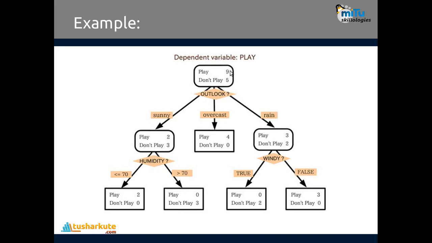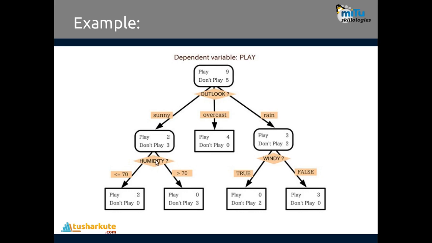Total 14 samples are present here. Out of 14, 9 are play and 5 are don't play. So first I applied outlook. Sunny is having 5, overcast is having 4, and rainy is having 5. Okay. In overcast, all are play. So when the outlook is overcast, then you are always playing. But when sunny is there, 2 plus 3 is present. When rainy is there, again 3 plus 2 is present. So it is a 60-40 situation.